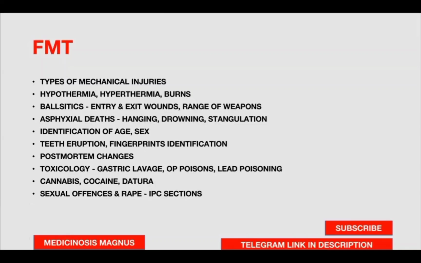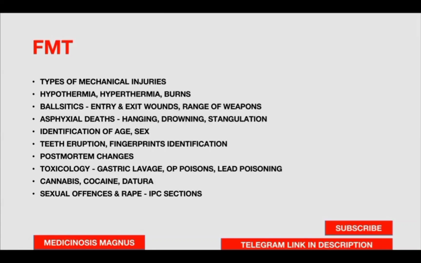In forensic medicine and toxicology, types of mechanical injuries, hypothermia, hyperthermia, burns. This is very, very important. Questions are frequently asked from this. And then ballistics, entry and exit wounds, range of weapons, you should know that. Asphyxial deaths, hanging, drowning, strangulation, identification of age and sex, teeth eruption, fingerprints identification, postmortem changes.